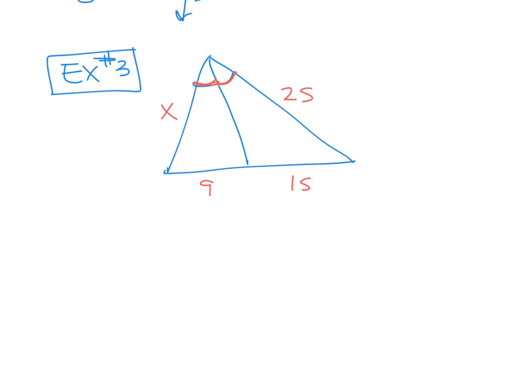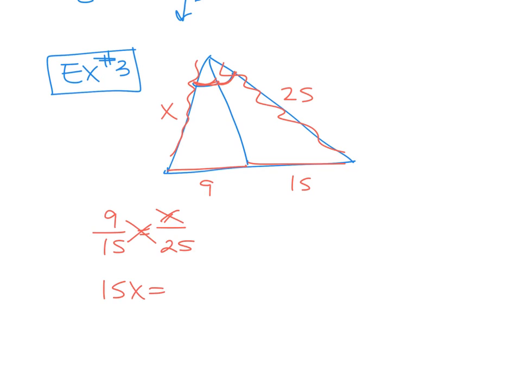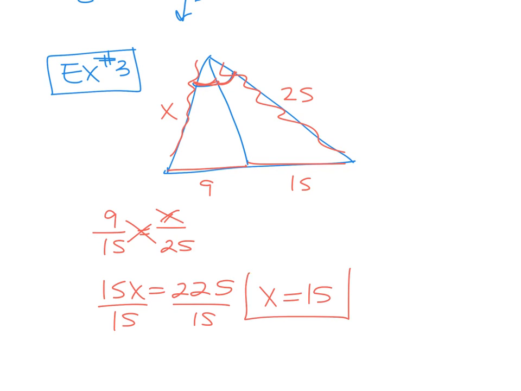Sam? 9 over 15 equals x over 25. Right, so the two that form a straight line get put over top of each other, 9 over 15, and then just be very careful. You started with the 9, you need to go back to that triangle for your top number again. So if it's 9 over 15, then it's x over 25. Okay, cross multiply that, you get 15x equals 225, and then we're going to divide by 15. So x is 15.